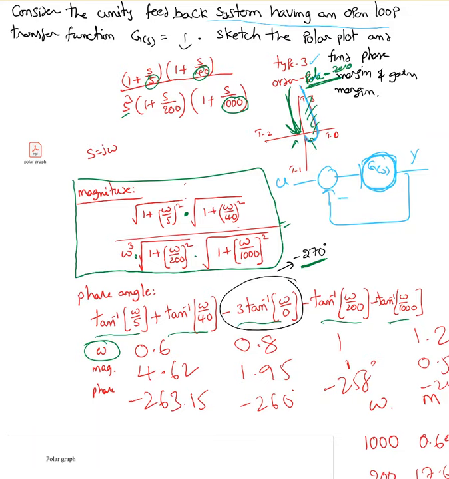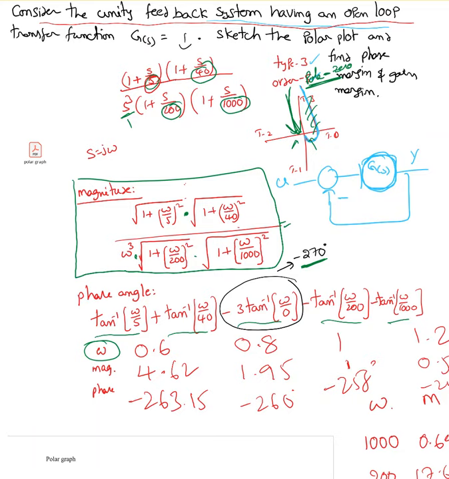Here is the next example on polar plot. So the question is, consider the unity feedback system having an open loop transfer function G(s) given like this. Sketch the polar plot and find the phase margin and gain margin. Okay, now here this 5, 40 and 1, 200,000, these are all corner frequencies similar to the Bode plot.